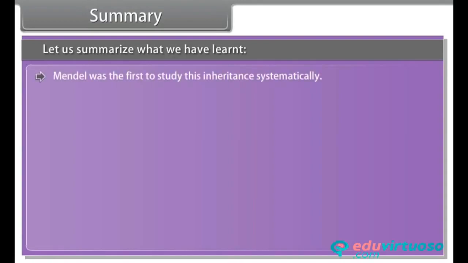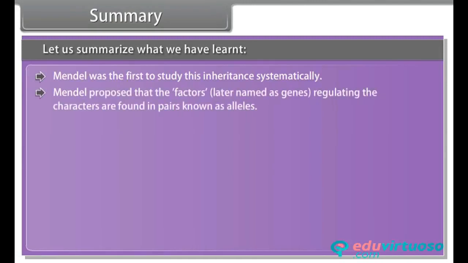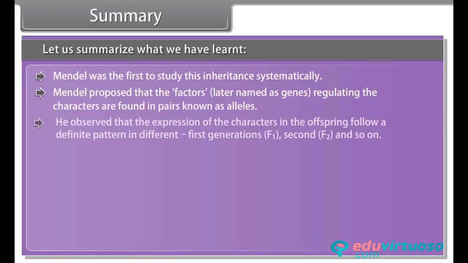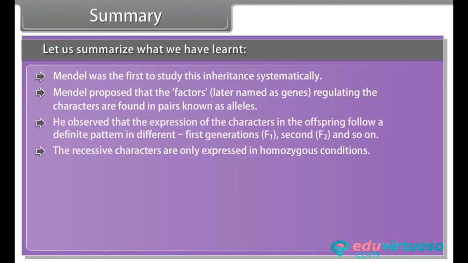Mendel was the first to study this inheritance systematically. Mendel proposed that the factors later named as genes regulating the characters are found in pairs known as alleles. He observed that the expression of the characters in the offspring follow a definite pattern in different generations, F1, F2, and so on. The recessive characters are only expressed in homozygous conditions.